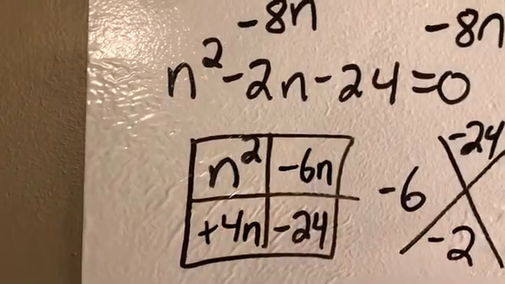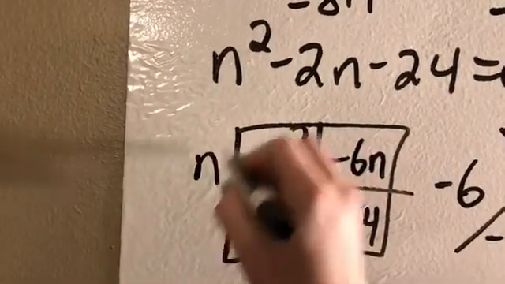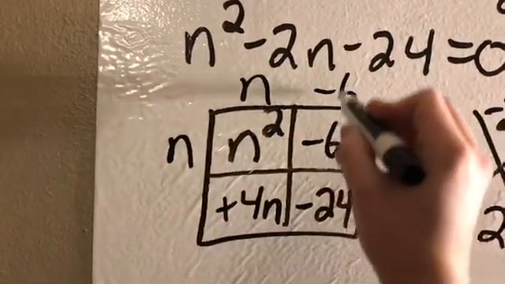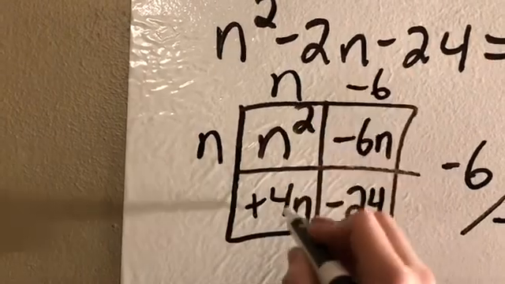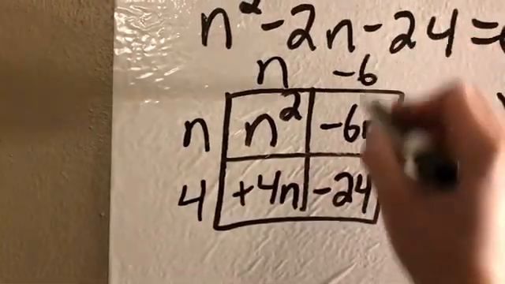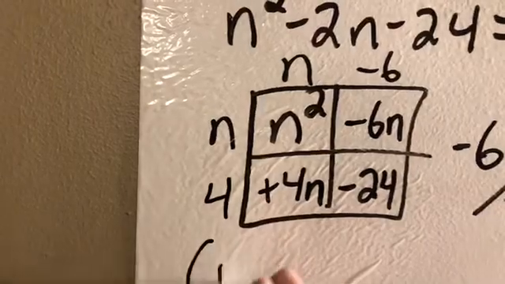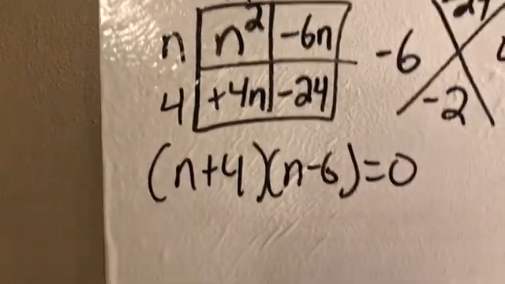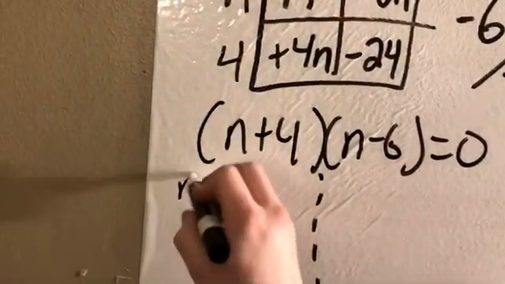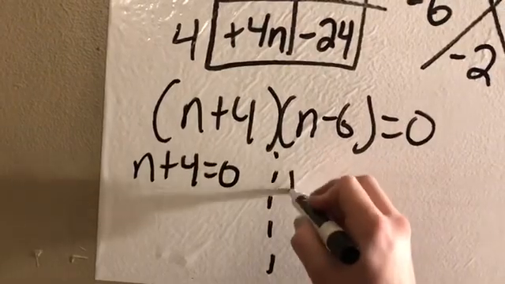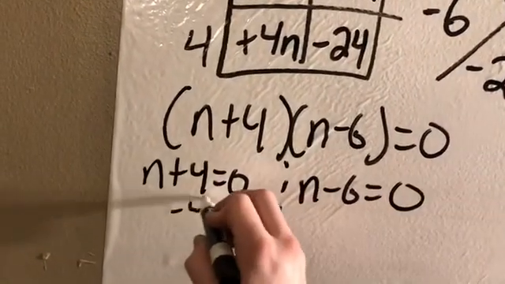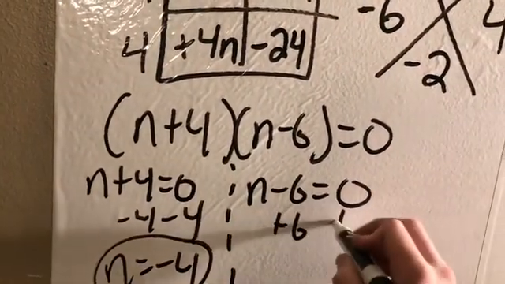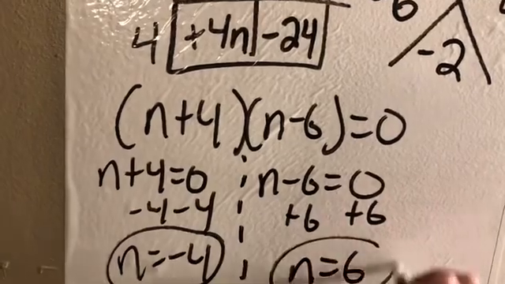-6n, positive 4n. The only way to get n squared is n times n. N times -6 will get me to -6n. N times 4 will get me to 4n. 4 times -6 works out down there. So we see our factors will be n plus 4 and n minus 6. You set your factors equal to 0 to actually get your solutions. So one answer will be -4 and one answer will be +6.